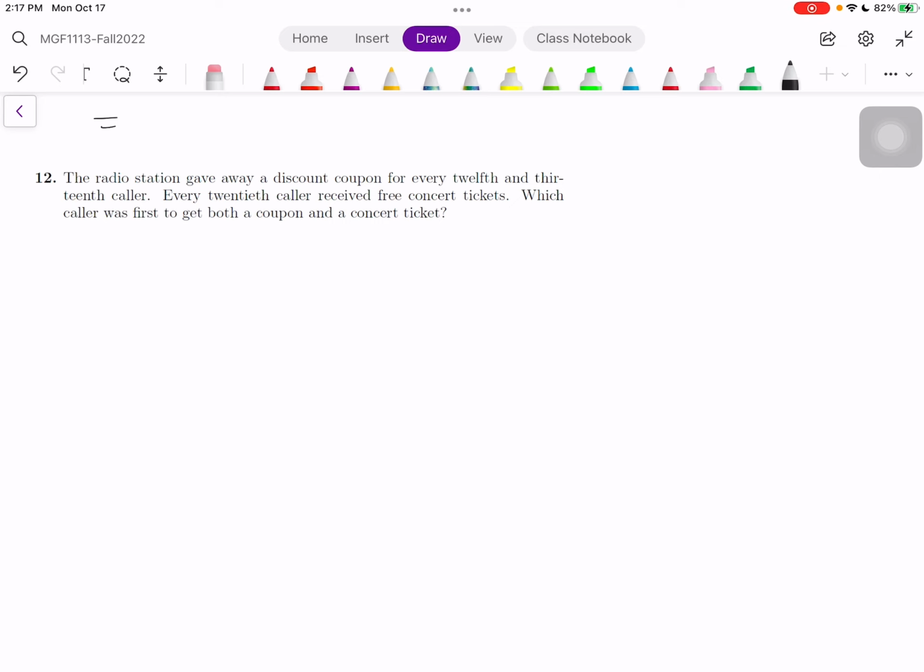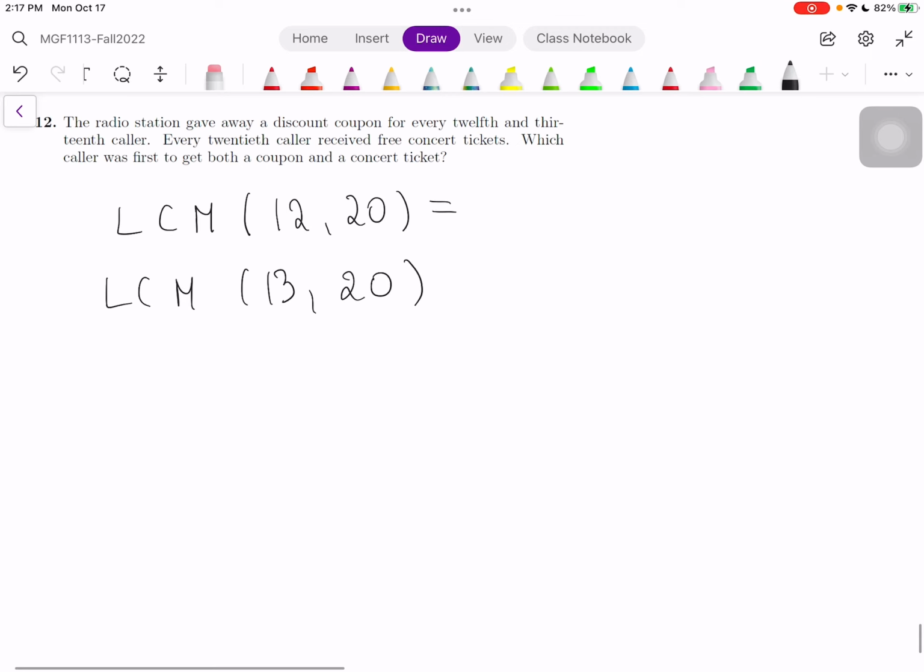So we're talking about multiples, right? And we want to know who will get first both the concert ticket and the coupon. So we're talking about the least common multiple of 12 and 20, but also possibly of 13 and 20, because the 13th caller also might receive a coupon, right? And whichever of those two will be the smaller one, that will be the first caller to receive both, right? So what's the least common multiple of 12 and 20?